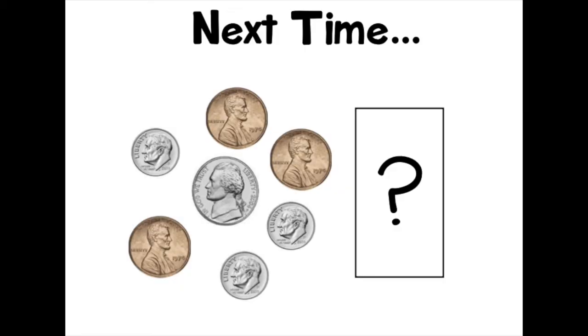Today during math, we practiced how to count up the total value of a group of coins that are in like groups. So just pennies together, nickels, and dimes. And the next time we work with money and math, we are going to figure out how to count up the total of a group of coins when there's pennies, nickels, and dimes mixed all together.